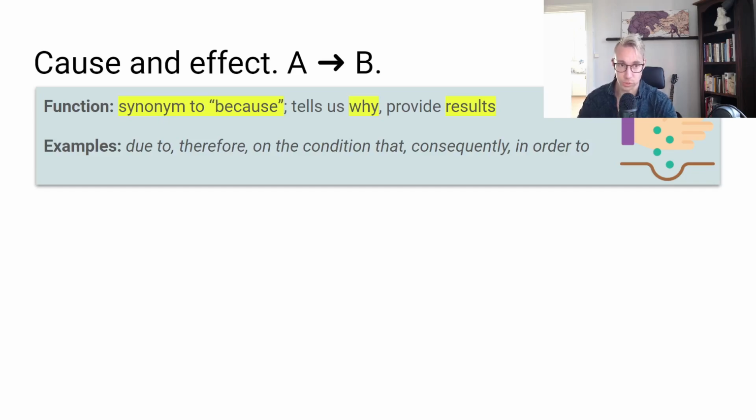And of course, when we want to tell someone why something happened or we want to provide results, it is perfectly normal to say, well, this happened because of that. Or I went there because I had to buy milk. Or I did this because of that.